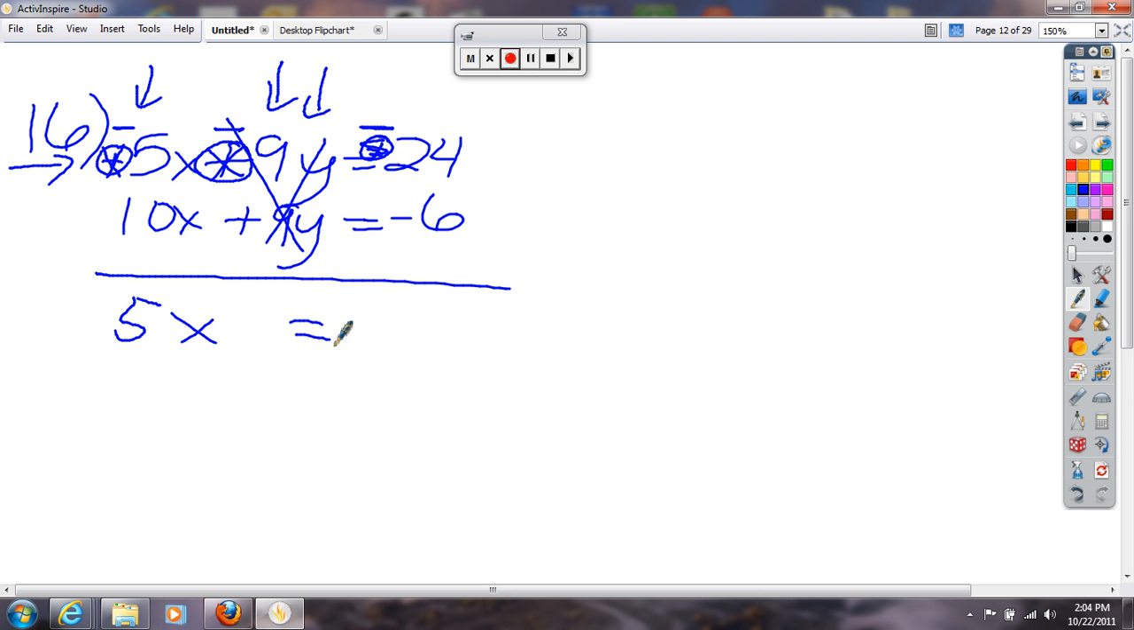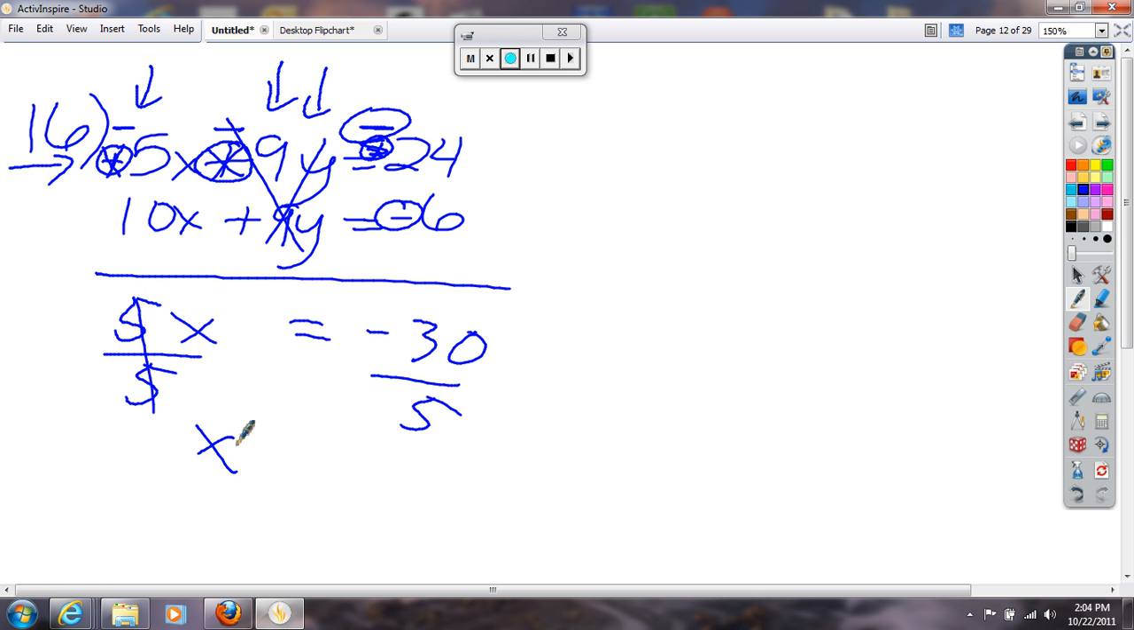They're both negatives here and here. So I add the numbers. 24 and 6 is 30. I add the numbers, and I keep the sign of the bigger number, which is negative. Now I need to get x by itself, so I divide by 5. They cancel. And x equals a negative over positive is a negative, and 30 divided by 5 is 6. So we get that x is a negative 6.